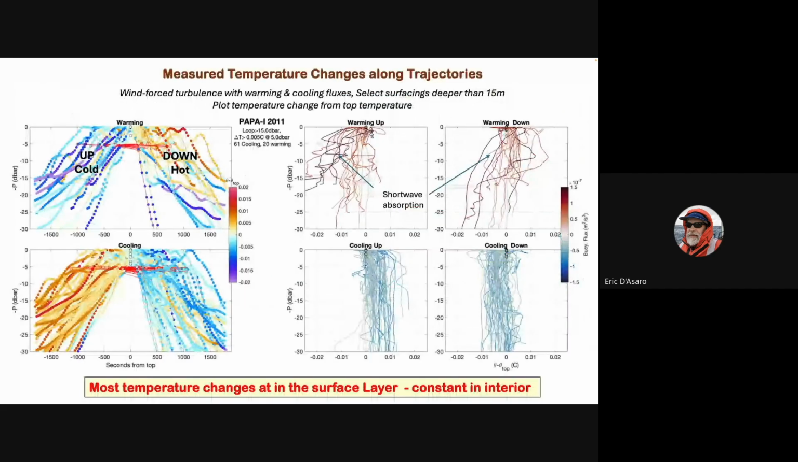Okay. Final thing you need to make a transport model out of this all is, so far I've just talked about where the parcels go. And maybe that got cooled off at the surface. Well, if you cool off a parcel at the surface and it goes down, does it keep that temperature or does it get a different temperature? Well, here's a simple version of that.